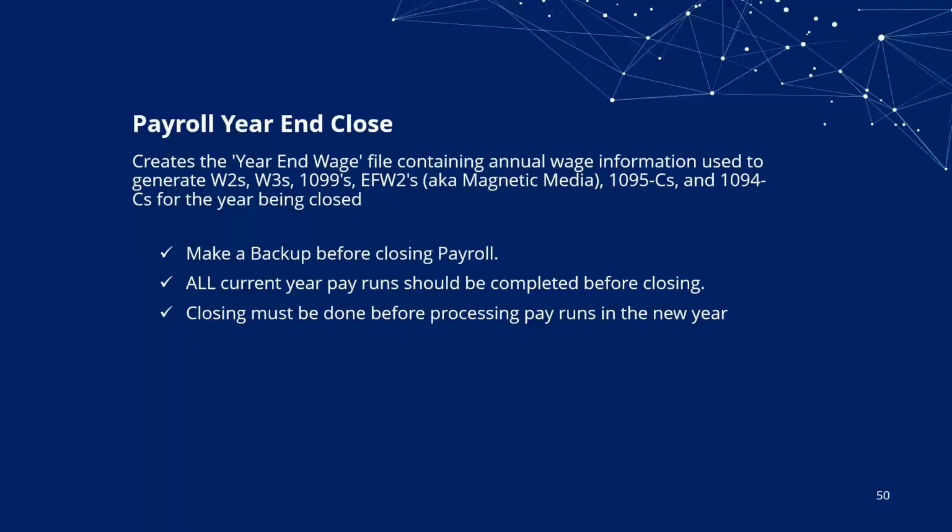So the payroll year-end close creates the year-end wage file that contains the annual wage information used to generate W-2s, W-3s, 1099s, electronic W-2s, and 1095Cs, 94Cs for the year being closed. We recommend making a backup before closing payroll for sure. All current pay runs for the year should be completed before closing. And you want to close before processing any pay runs in the new year.